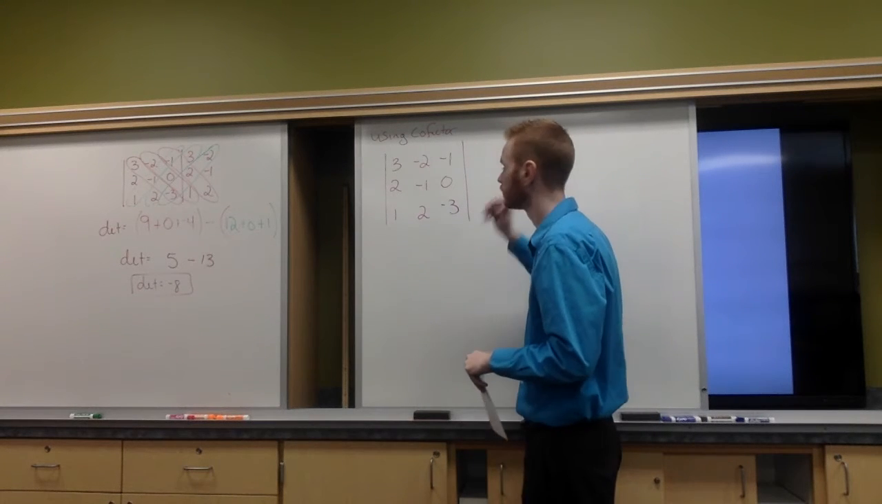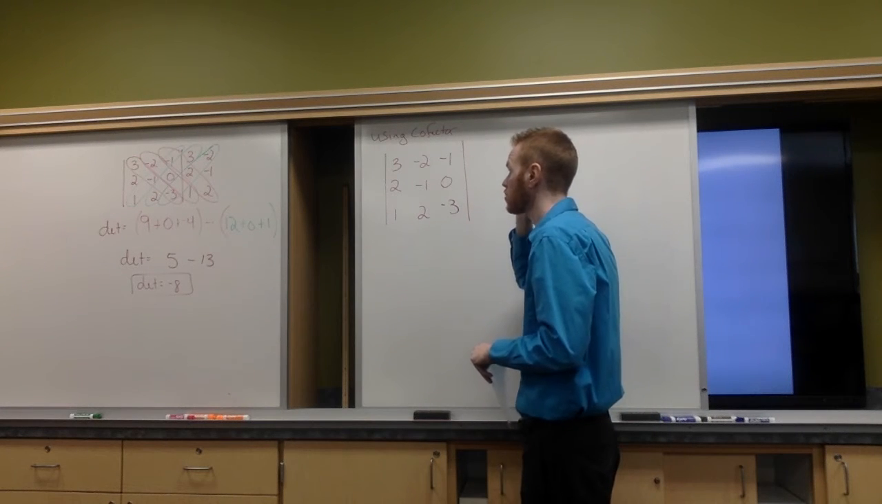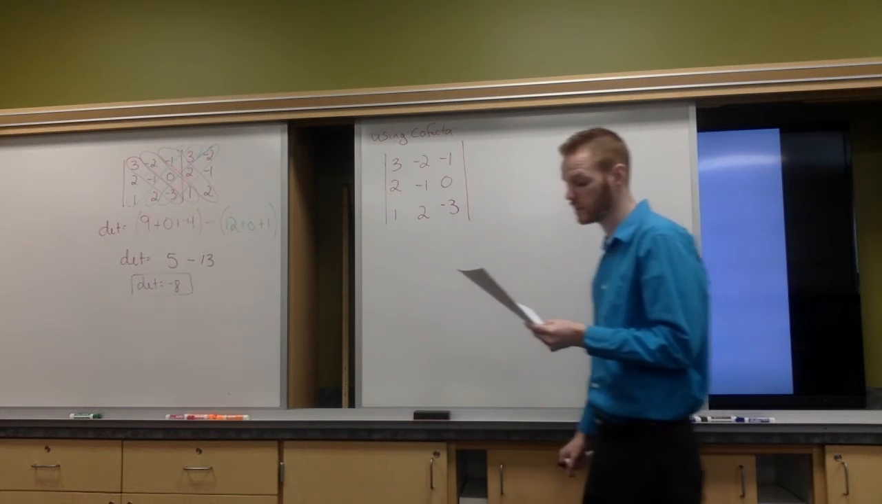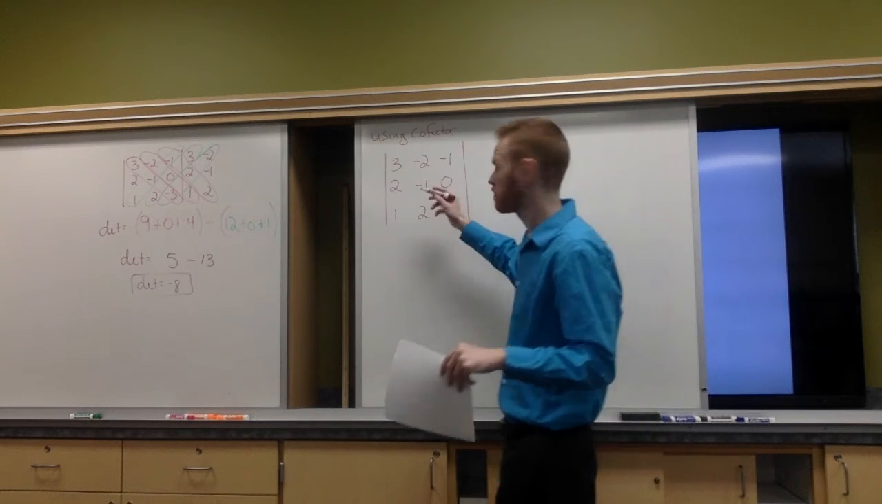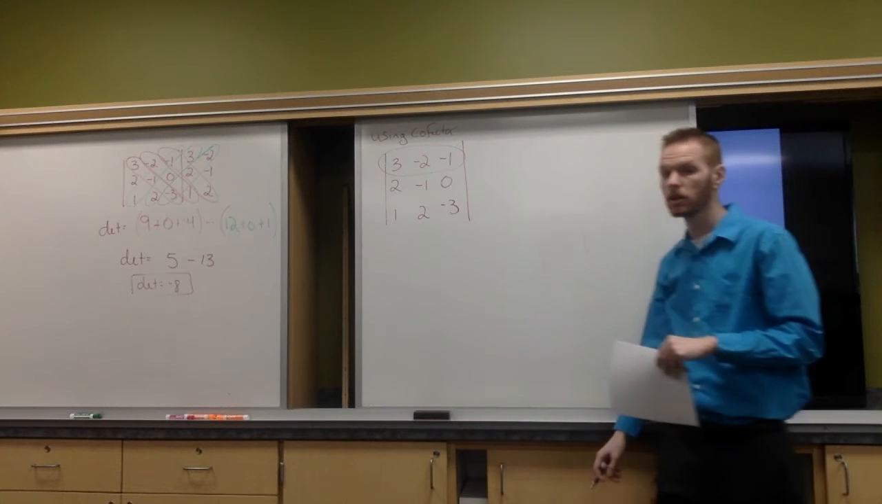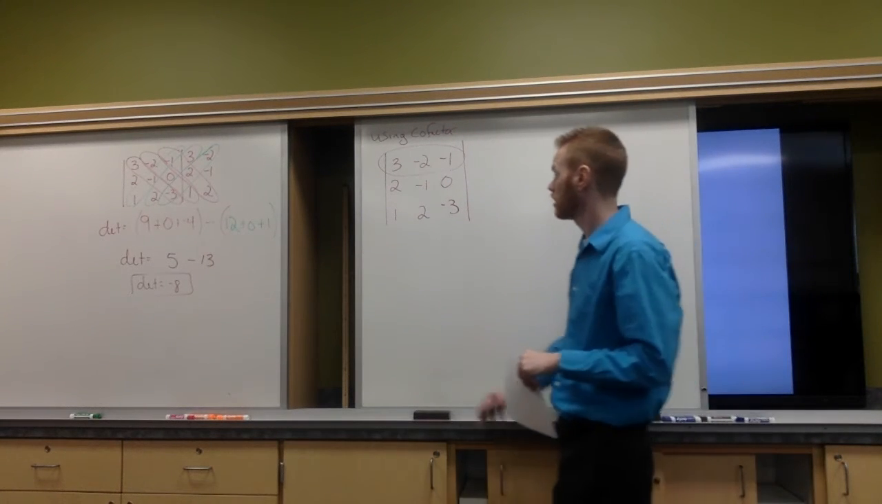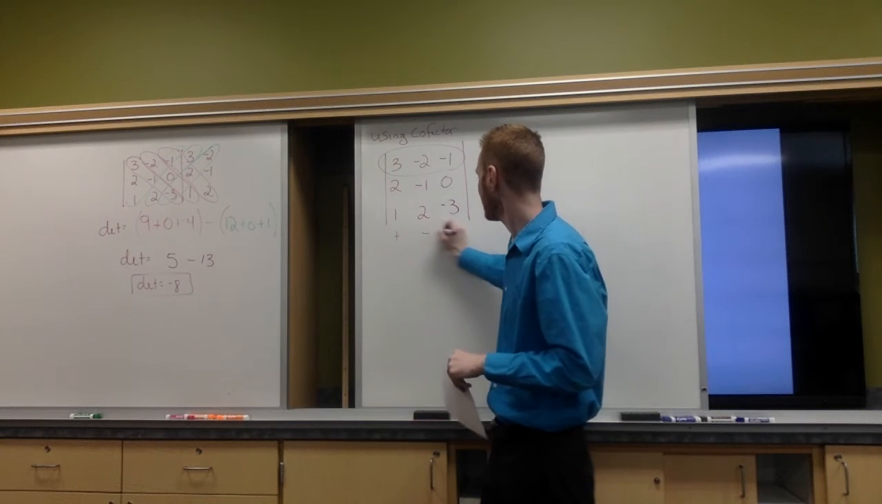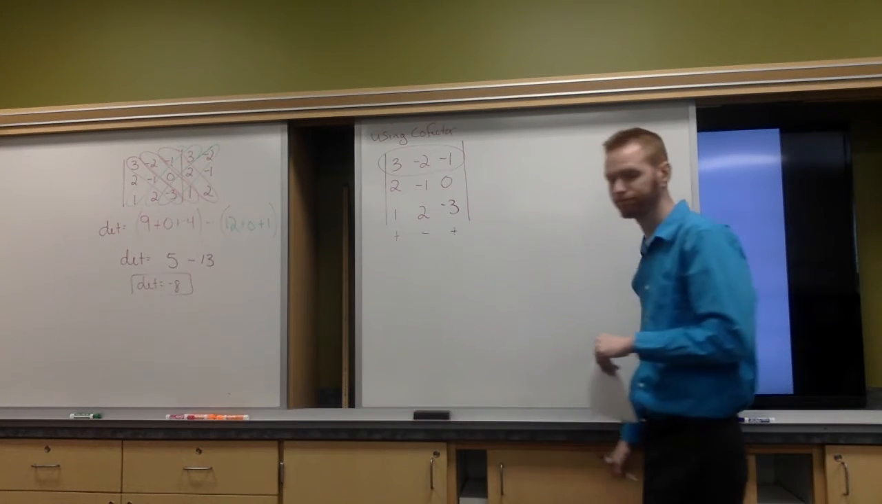What I can do, okay, and we're going to start with any row we like. Just depends. I'm going to pick this first row. Okay, and what I'm going to do is I'm going to put a positive, a negative, and a positive here.